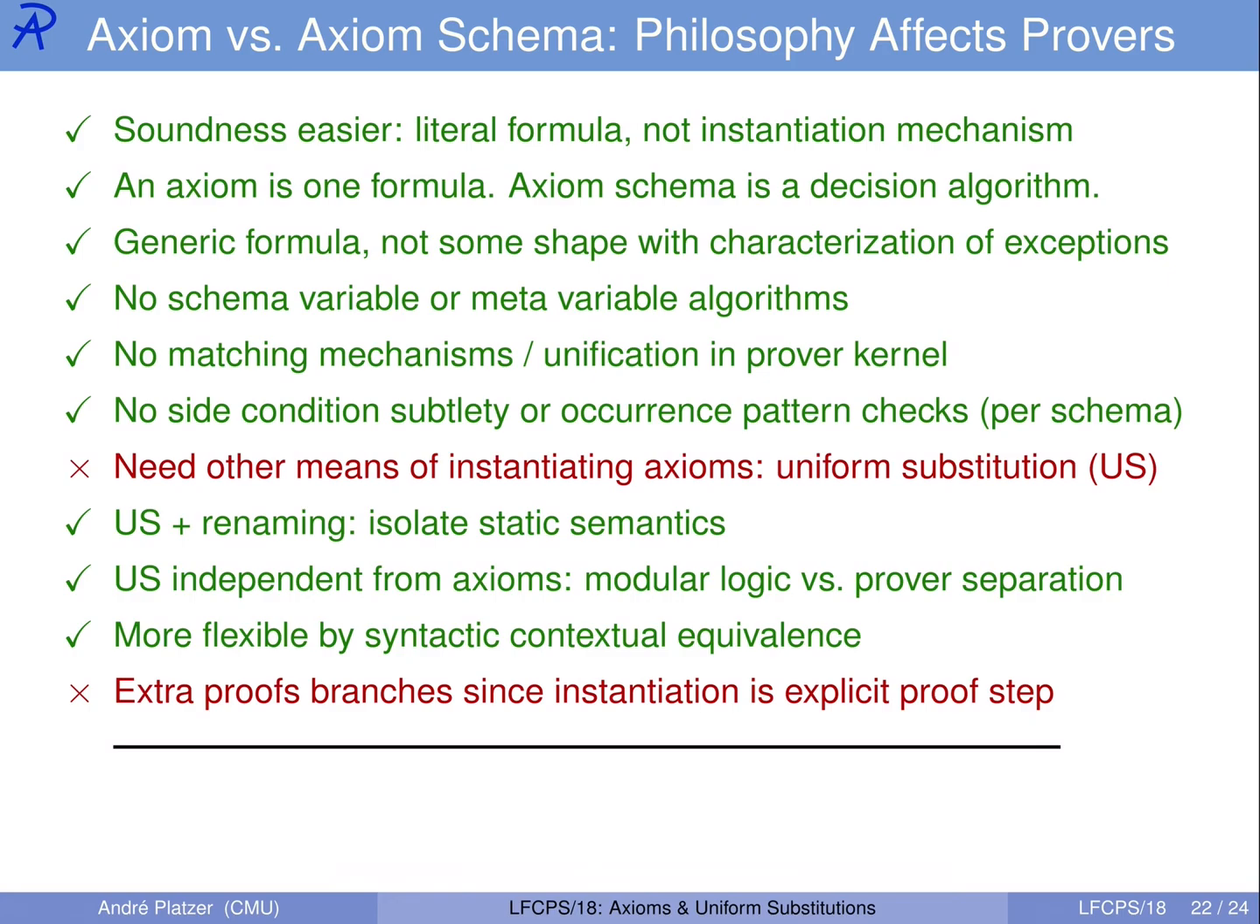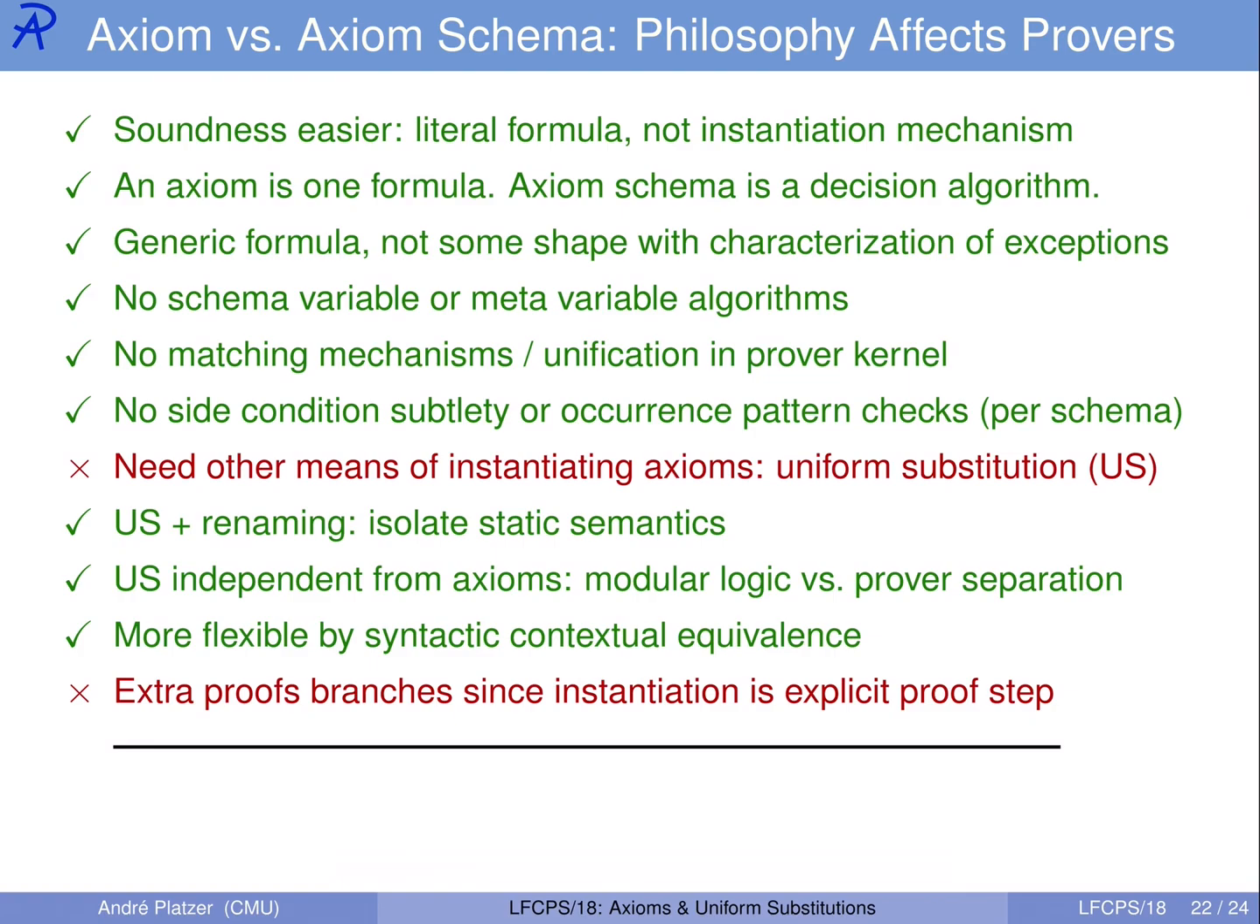You don't have schema variables or meta variable algorithms, no matching mechanisms, not even a unification in the prover kernel, no side condition subtlety or recurrence checks, which are different per axiom schema and per proof rule schema. The curse is that you do need other means of instantiating the axioms because an axiom only proves itself. But that's where uniform substitution comes to the rescue as a uniform mechanism for rewriting formulas in validity-preserving ways. Just by uniform substitution, and a little bit of renaming, do you have ways of completely isolating the treatment of the static semantics of a language? And the uniform substitution is independent from the axiom, so you have a very modular logic versus prover separation. They're not as intermingled as they usually are.